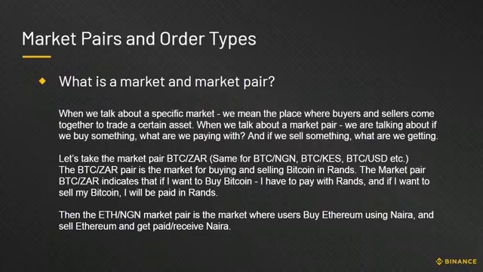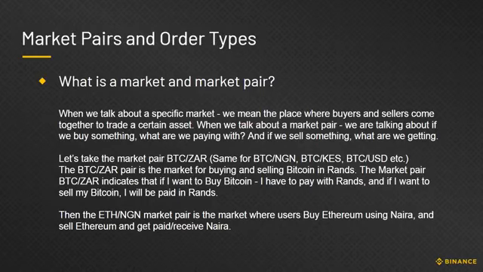The market pair indicates that if you want to buy Bitcoin, you have to pay with rands, and if you want to sell your Bitcoin, you'll be paid in rands. Then the Ethereum, that's the ETH/NGN market pair, is a market where users buy Ethereum using Naira and sell Ethereum and get paid Naira. That is how we describe a market pair. We said you buy with this and you get paid with this. That's why it's called a market pair.